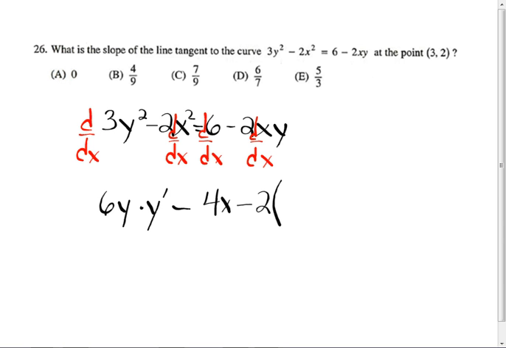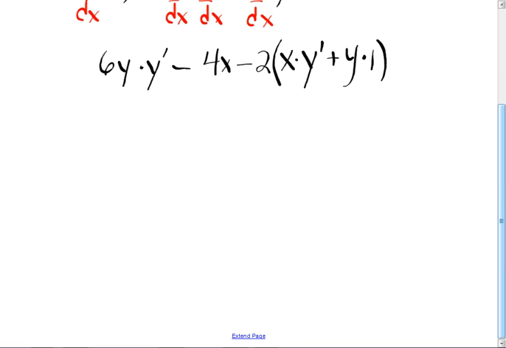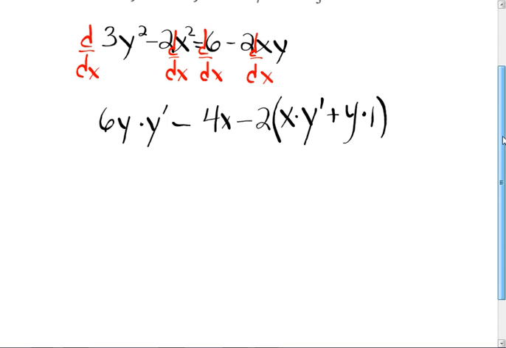Good, Artavan. It's x times the derivative of y plus y times the derivative of x, which is just 1. Now, are you going to solve for y prime, or are you going to substitute in (3, 2)? Taking a test, I'm going to substitute, because I think solving for y prime can be trickier. If you get rid of all the letters, you'll be happier.